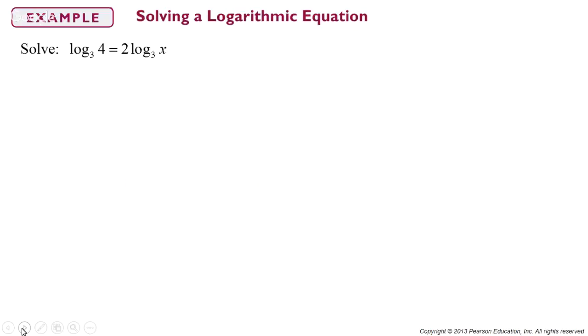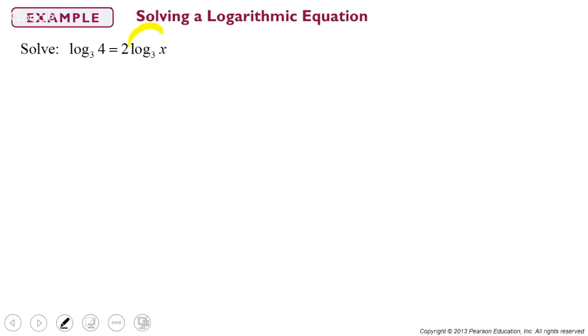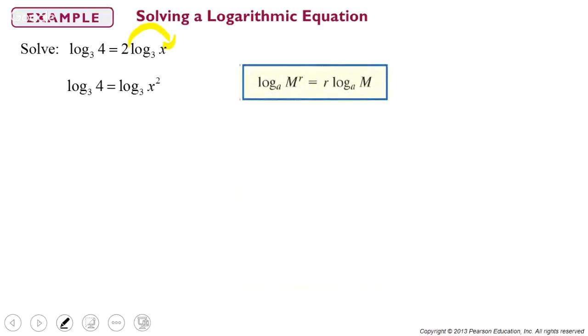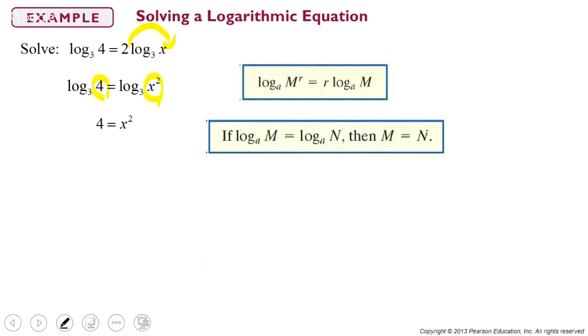So here, to condense this one, first thing I need to do is move the 2 to condense it, make it a power. So now that gives me that. Now I have the exact same log on both sides. It's condensed as far as can be. So I set what's inside equal to each other. Now I solve for x.